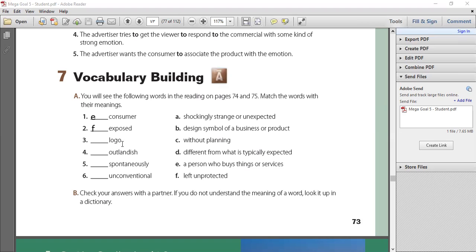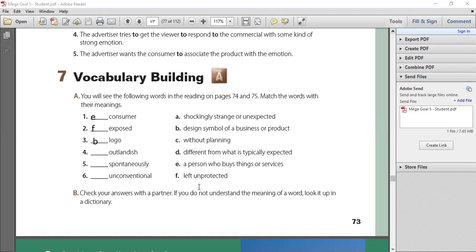The third word is logo. What is the logo? We also say design in Arabic. Yeah, a designed symbol of a business or product. Yes, thank you so much. A design symbol for a business or a product, and it's going to be B. Thank you, Ragad, Rafif, Najia, Bayader, and Farah.